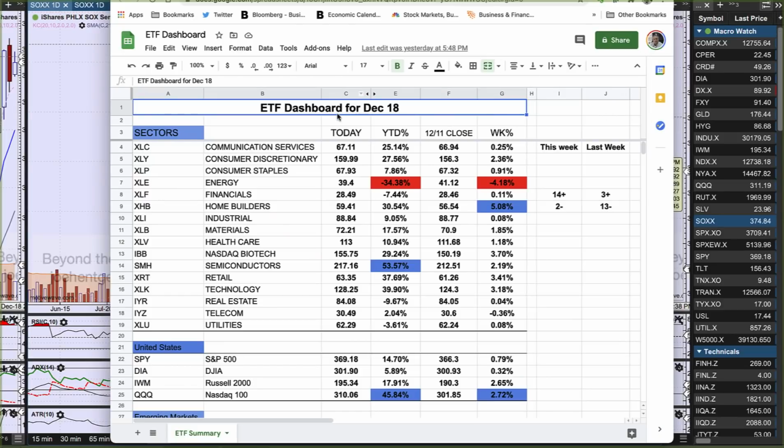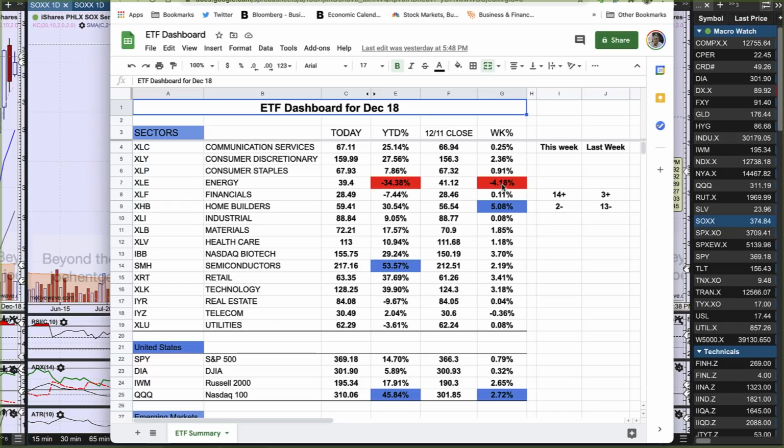Okay, here's the ETF dashboard for December 18th. I look at this every weekend with the insider members, and you can see we've been just going back and forth. So 14 of the 16 sectors I've got listed here were up, two down this week. Last week, it was just the opposite, three up, 13 down. The week before that, it was 13 up, three down. Talk about just cycling back and forth.